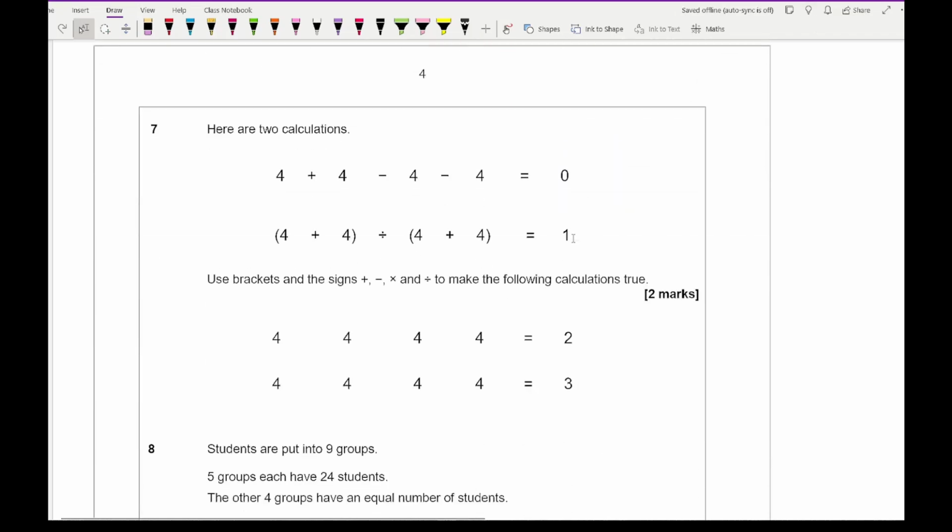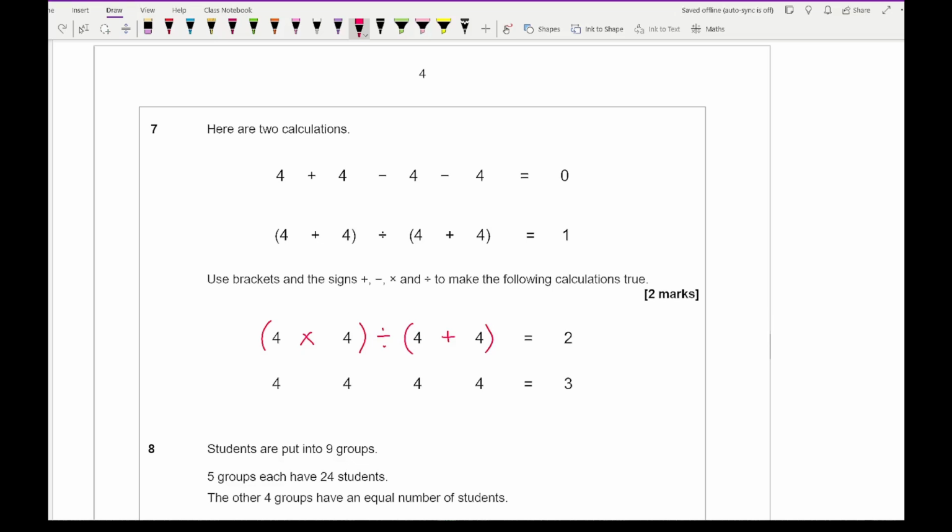Moving on to question 7, it says here are 2 calculations, and it's basically using BIDMAS. It says use the brackets and the signs plus, minus, multiply and divide to make the following calculations true. Now there are several combinations for you to get the full 2 marks on these particular 2 aspects. So again, I would probably go for the most common one. So for the first one, I'd go for 4 times 4, which is 16, and then 4 plus 4, which is 8. And if I divide those 2 answers together, I'm going to get 2.